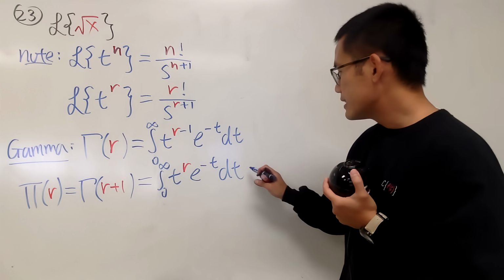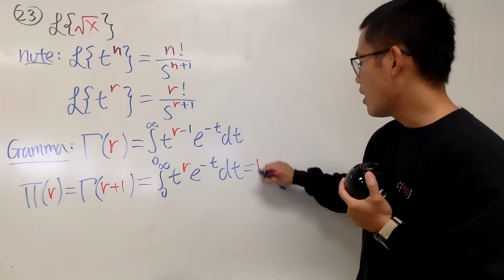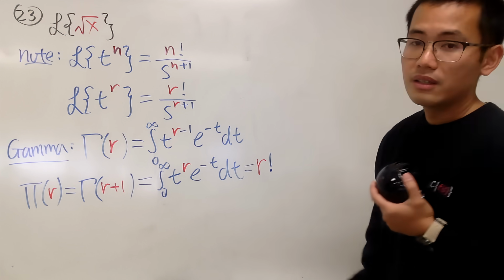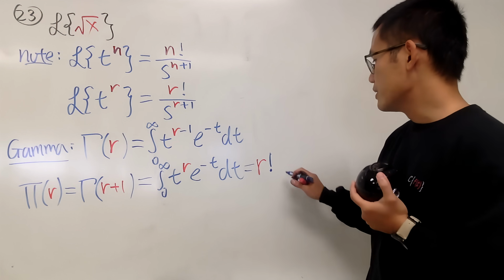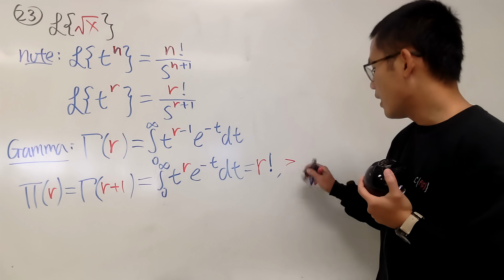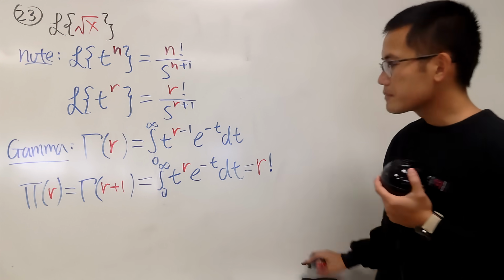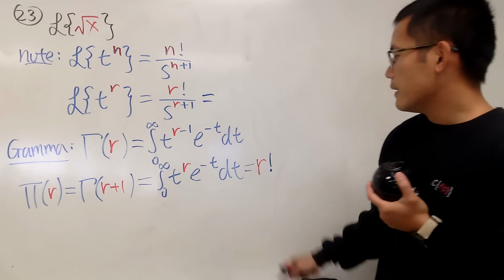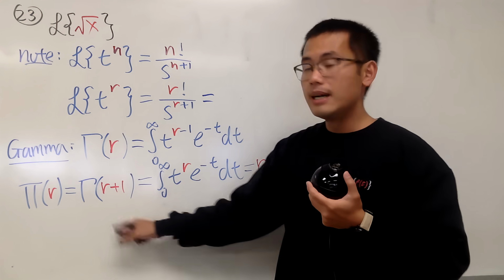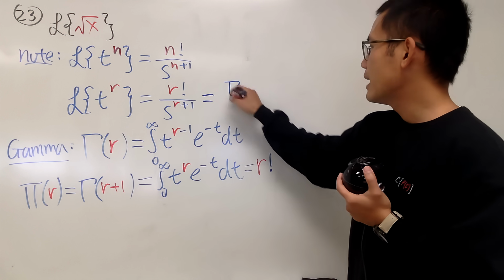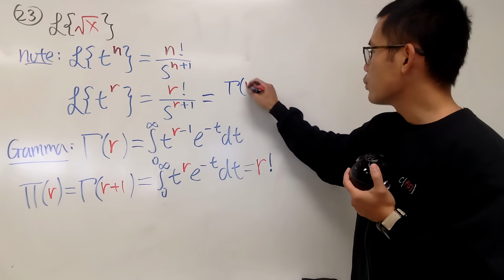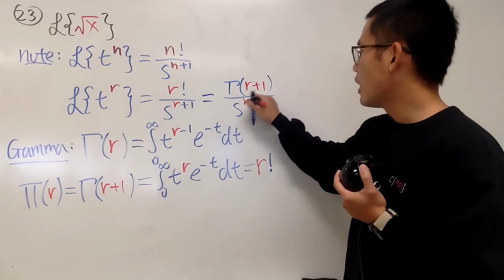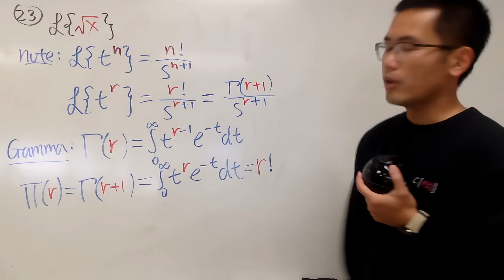And the very nice thing is that you end up with r factorial for this. Very nice. And again, in order for this to work, you should technically say r has to be greater than negative 1. Right? So just to make it slightly more legit. But anyway, you can do the following. R factorial is equal to this. So you can write this down as gamma of r plus 1 over s to the r plus 1, like so.